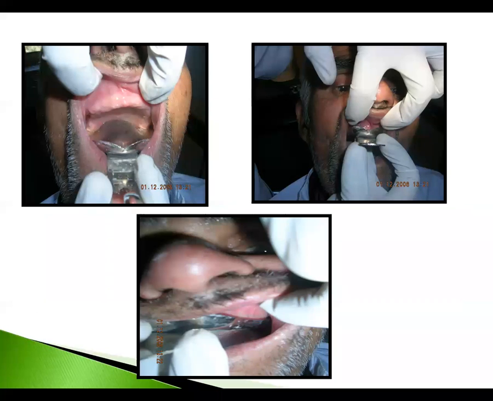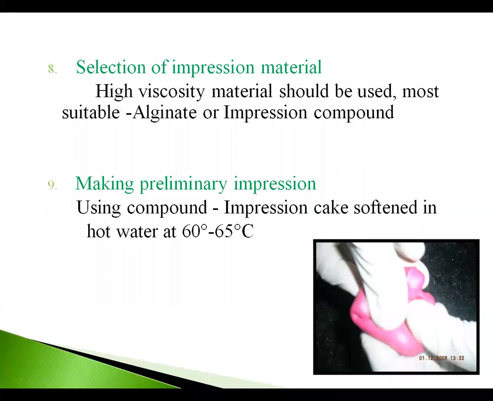Then you can see one by one. First the tray is selected, then the tray is checked in the mouth for proper fitting and proper space. These points are evaluated. Then selection of the impression material. High viscosity impression material should be used. The most suitable are alginate or impression compound.